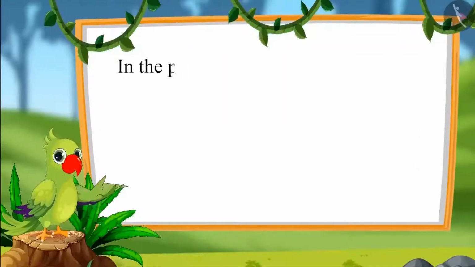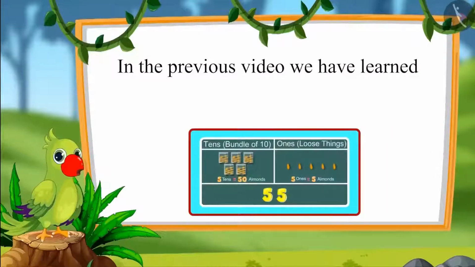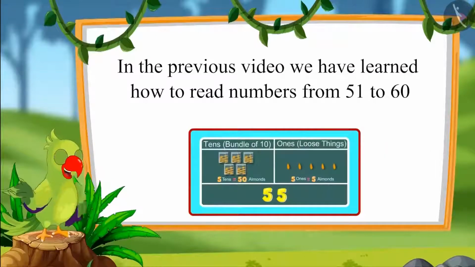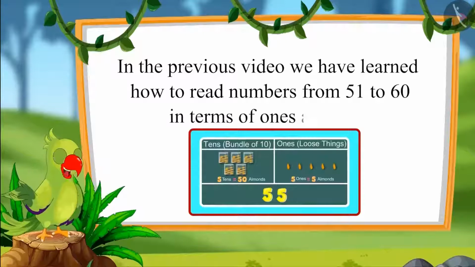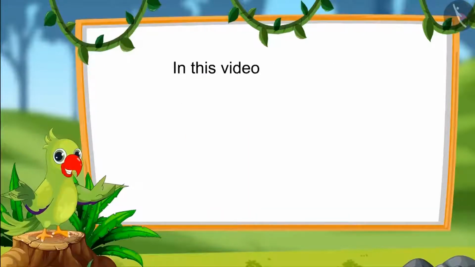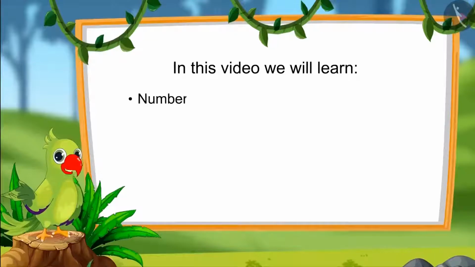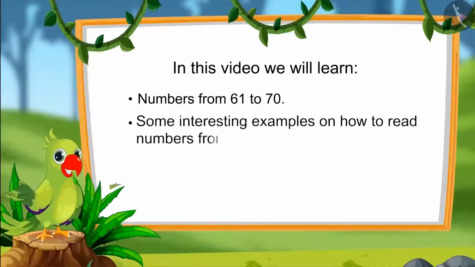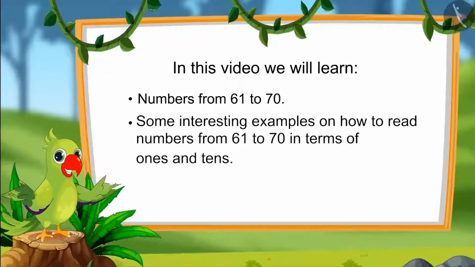Hello children. In the previous video, we had learned how to read numbers from 51 to 60 in terms of ones and tens. In this video, we will learn numbers from 61 to 70 and some interesting examples on how to read those numbers in terms of ones and tens.